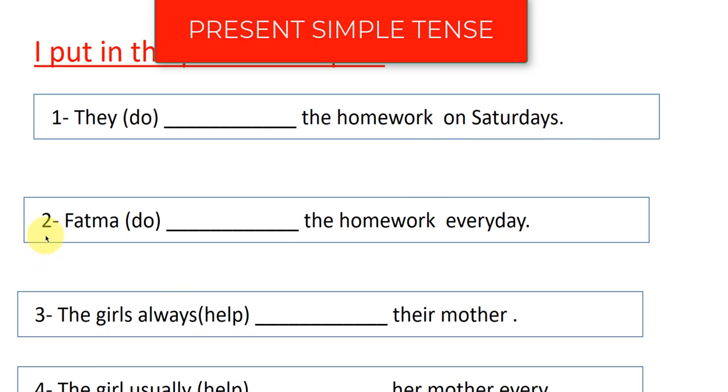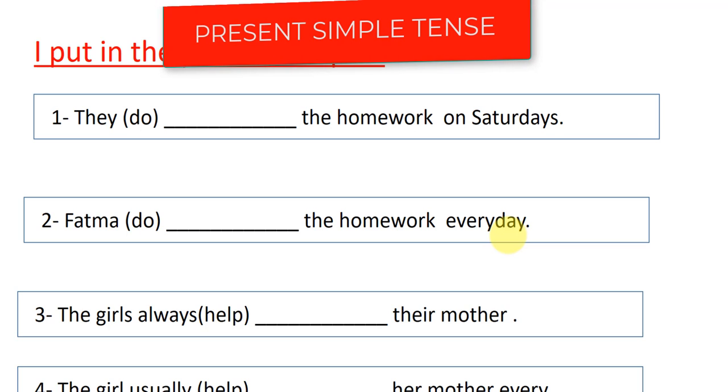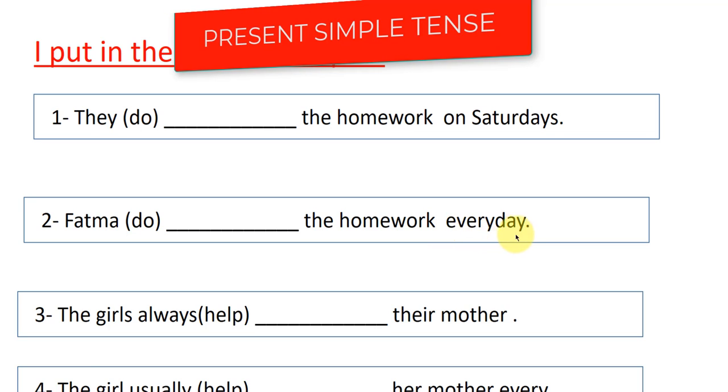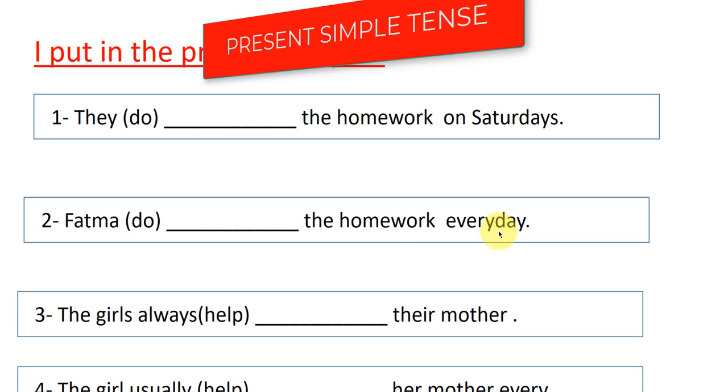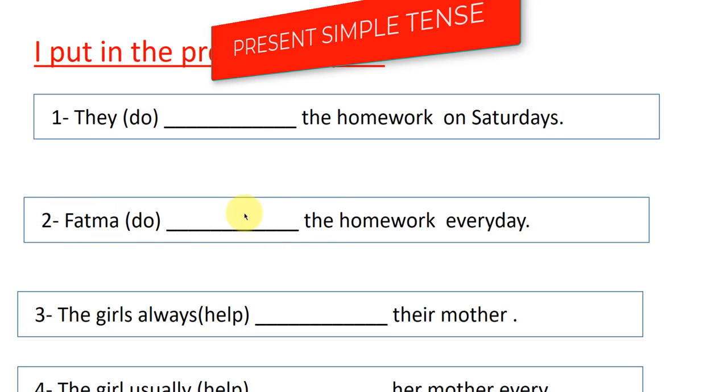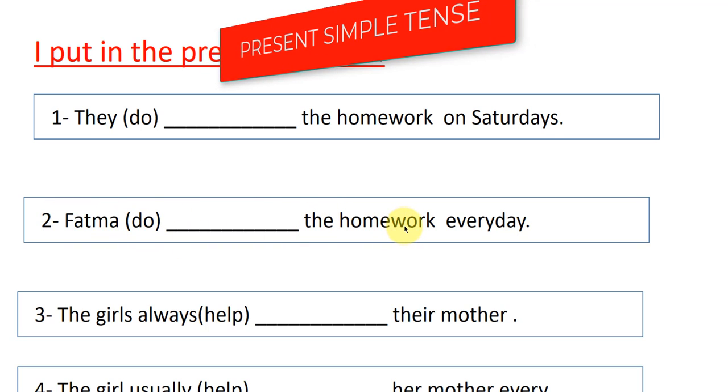Sentence number 2. Fatma, the verb is do, the homework every day. Which tense will we put here? We have to find the time word. Where is the time word? Yes, very good. It's every day. This is the time word. It helps us to find the correct tense. Yeah, very good. So Fatma, the verb is do, the homework every day.